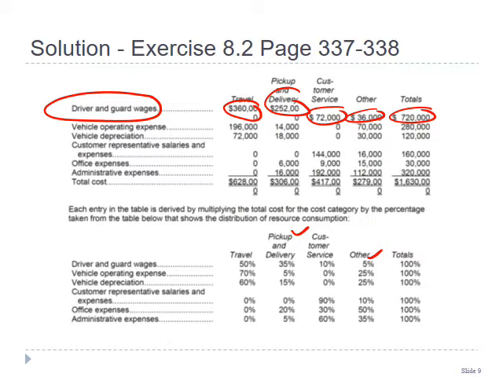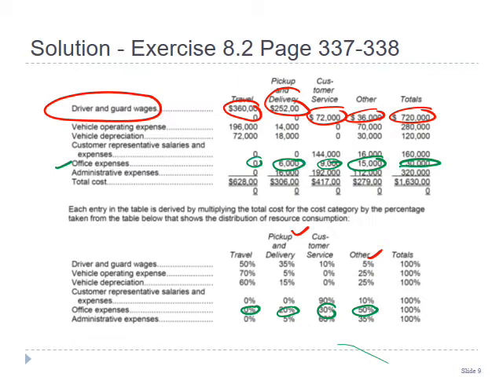So let's pick up this office expenses. So the office expenses total 30,000, and the office expenses activity cost pool belongs to travel 0%, 20% to pickup and delivery, 30% customer service, other 50%. So 50% of 30,000 is 15,000, right? This is how you are making the first stage allocation grid. Customer service 30%, 30% of 30,000, 9,000. 20% of the 30,000 is 6,000, and 0% of 30,000, 0, right?